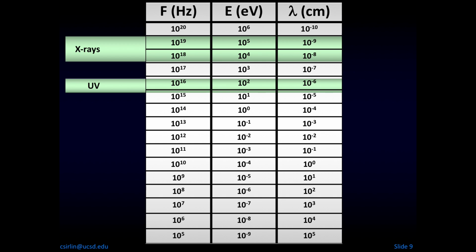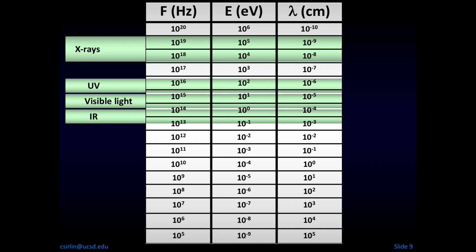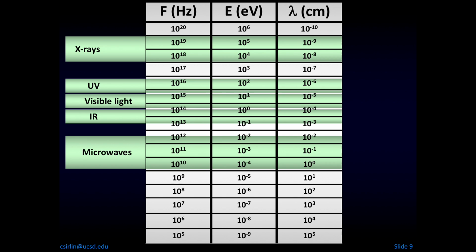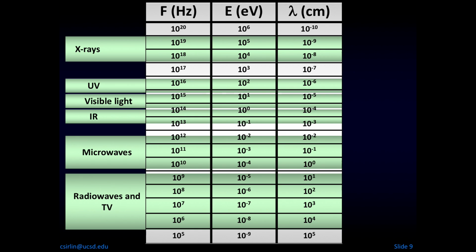Slightly lower in the spectrum, you might run into ultraviolet light. And below that, you'll see visible light with wavelengths on the order of 10 to the minus 5 centimeters. Then you have infrared light. Then you have microwaves. Now you're dealing with wavelengths on the order of a centimeter, or a little bit less than a centimeter. And then finally we have radio waves and TV waves. And notice that these radio waves and TV waves have wavelengths on the order of 10 to about 10,000 centimeters. So these are the wavelengths of radio waves and TV waves.